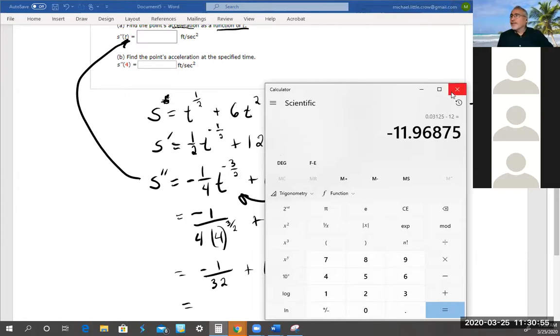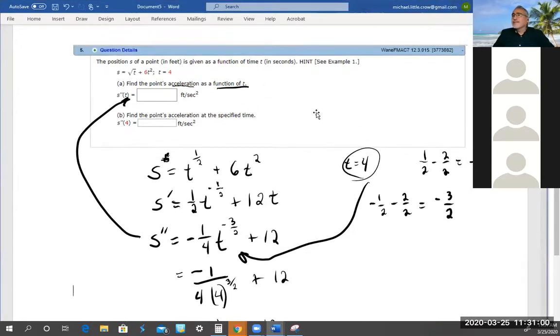So acceleration is just the second derivative of a position function.